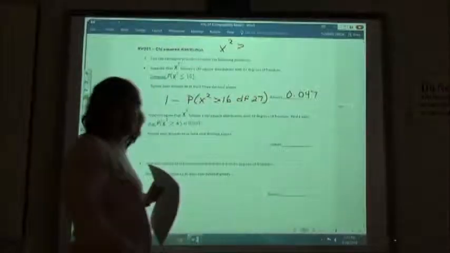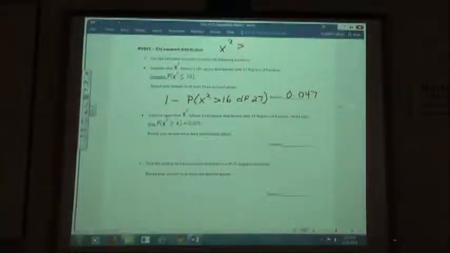0.047 would be 3 decimal places. And it does say at least 3, so if you carried it farther than 3, it will still be okay.